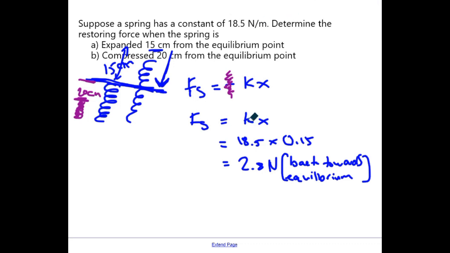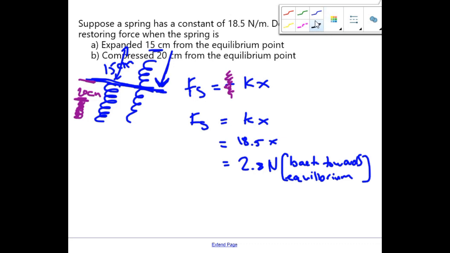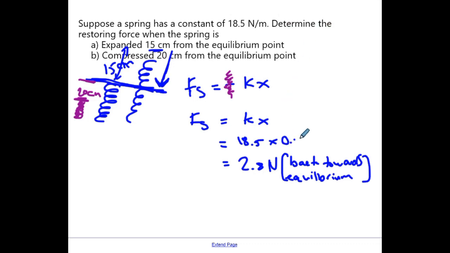All right, let me just erase the one number that changes. The only number that changes is now it's going to be 20 centimeters. So this will be 0.20. So 18.5 times 0.20 in this example would give me 3.7 newtons of force. But the direction is still really the same. It's still back towards equilibrium. Now this purple one that you compressed is actually going to need to go back up, whereas this one's going to need to stretch back down.